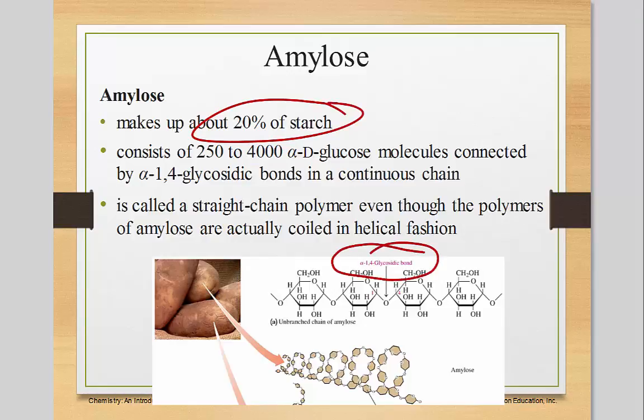What that means is that you're going to see that V shape. On the first carbon, it's an alpha and it's bonded to the fourth carbon, the OH of the fourth carbon, which is always pointing down because it's glucose.